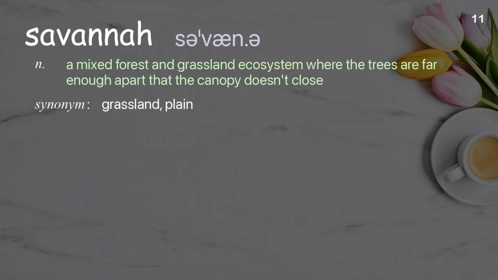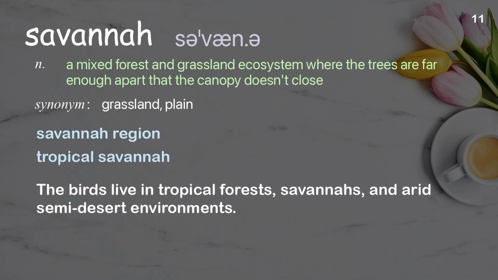Savanna. A mixed forest and grassland ecosystem where the trees are far enough apart that the canopy doesn't close. Examples: Savanna region. Tropical savanna. The birds live in tropical forests, savannas, and arid semi-desert environments.